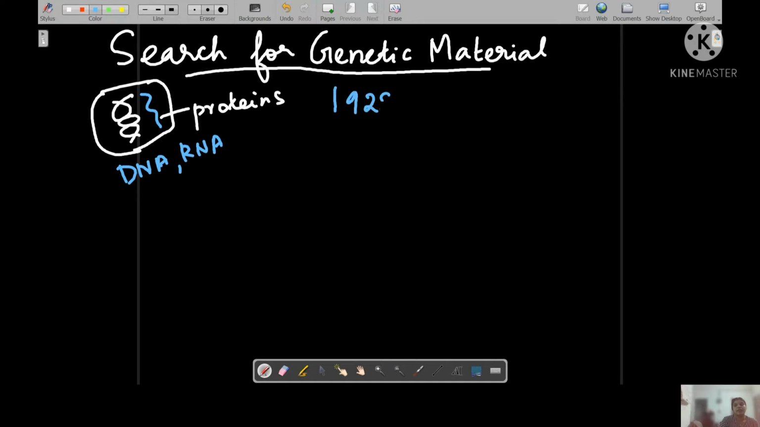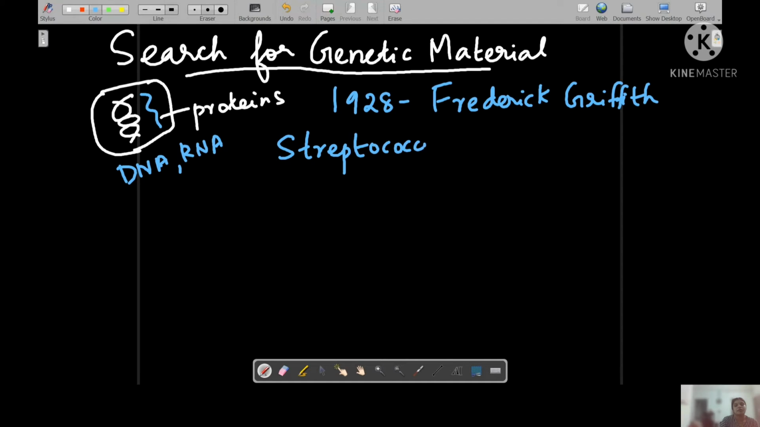In 1928, Frederick Griffith did an experiment with a mouse and a bacteria called Streptococcus pneumoniae. Streptococcus pneumoniae are available in two varieties.